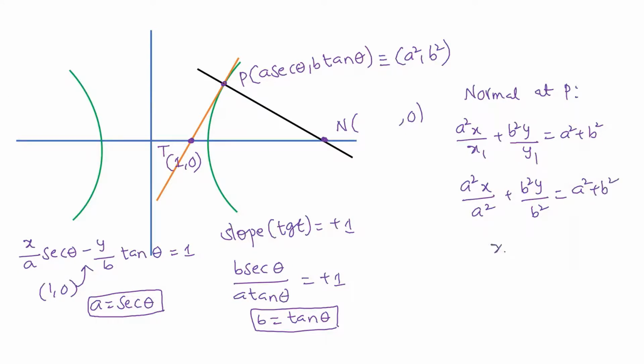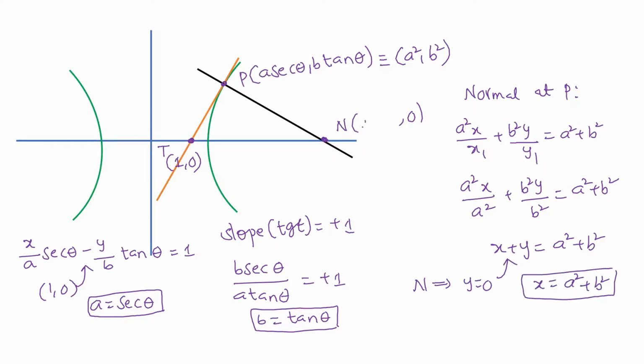So that is going to give you the equation of the normal as x plus y is equal to a square plus b square. But we need to find out the point N here. So to find out the point N, we are going to substitute y coordinate equal to 0 in the equation of the normal. So that one is going to give you x coordinate as a square plus b square, right? So that is what we got as the x coordinate.